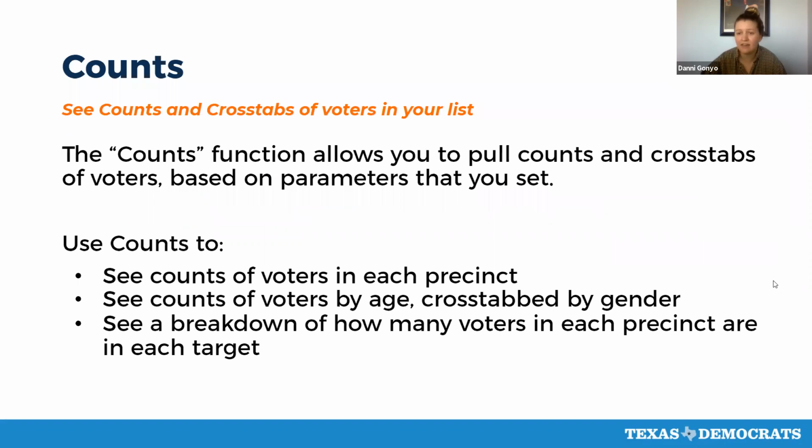Counts is another function that you can do with your lists. This allows you to pull counts of your voters based on parameters that you set. So for example, if you want to see how many voters are in each precinct in your district, or how many voters are in each target in each precinct in your district. You can also see how many voters of each age and each gender are in each precinct. You can also see a breakdown of how many voters in each precinct are in each target.